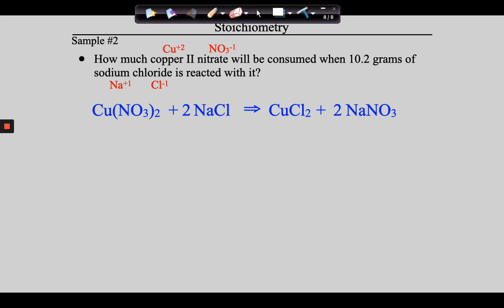Now guys, from here, seriously, these get repetitious. We need a goal, we need a starting point. What are we solving for? How much copper 2 nitrate? So guys, that's going to be our goal, and we're going to write that down all the way on the right. Copper 2 nitrate is Cu(NO3)2. Then guys, how much copper 2 nitrate will be consumed when 10.2 grams of table salt are reacted?